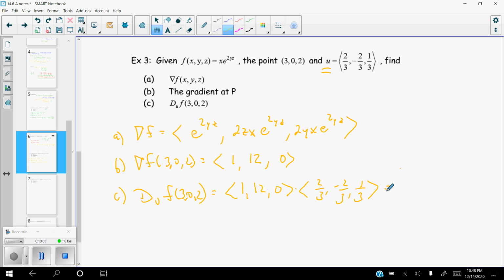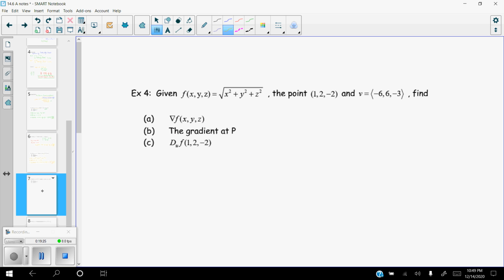So we're going to get 2/3 minus 24/3 plus 0. So that should be negative 22/3. So we have a negative 22/3 slope. Okay, again, not really difficult to do. Just be careful on your partials and plugging numbers in, and hopefully you're not doing this too late at night like I am.